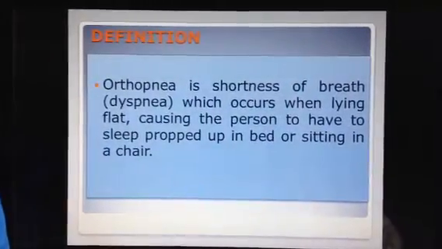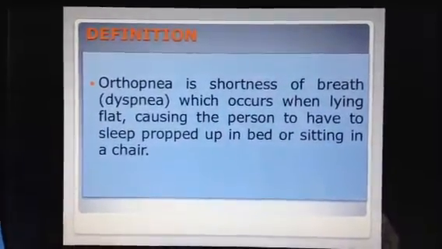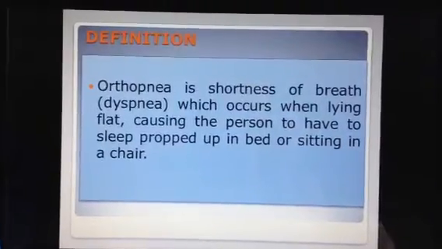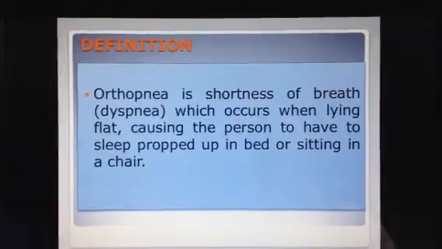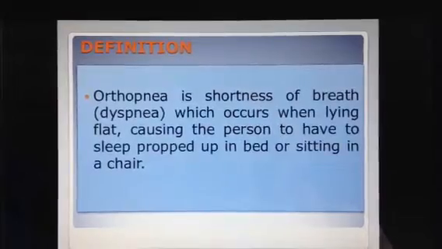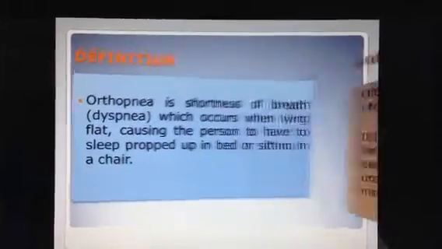Orthopnea is shortness of breath, or dyspnea, which occurs when lying flat, causing the person to have to sleep propped up in bed or sitting in a chair.